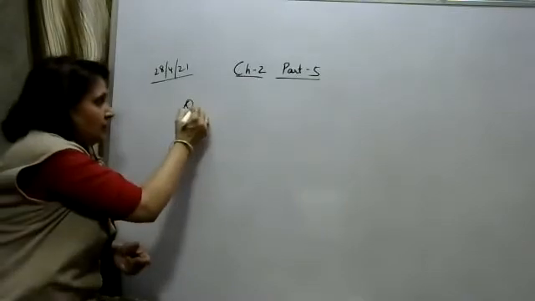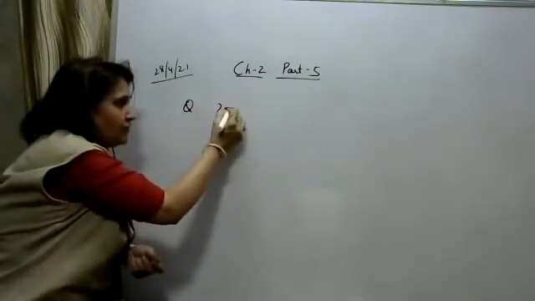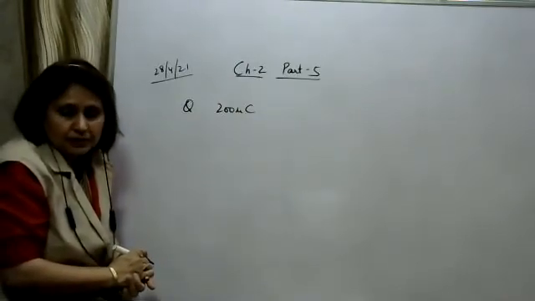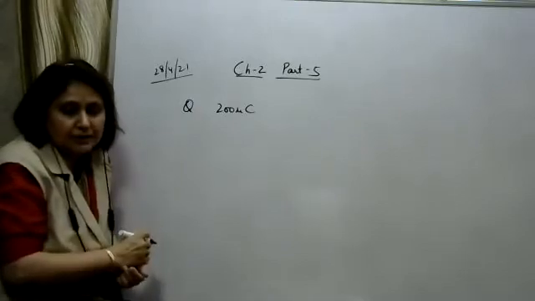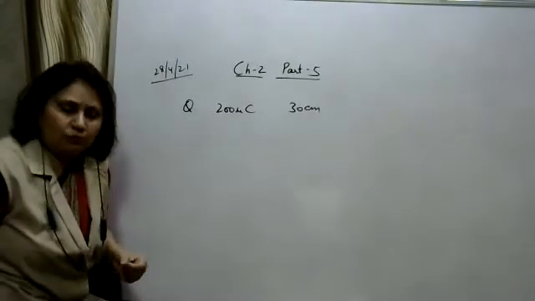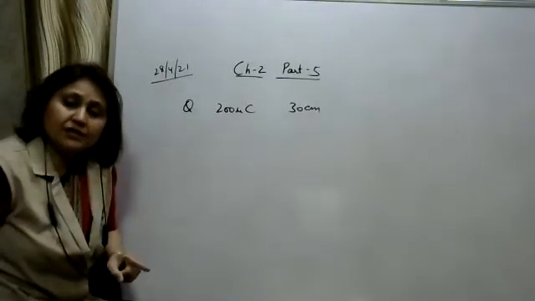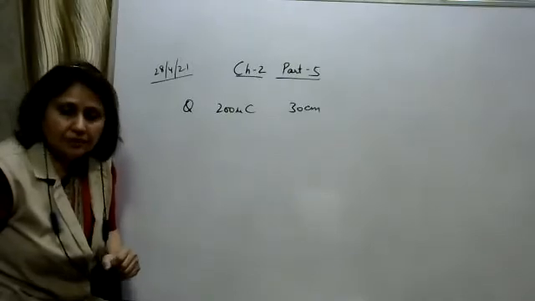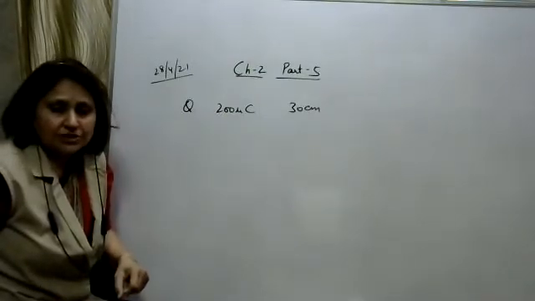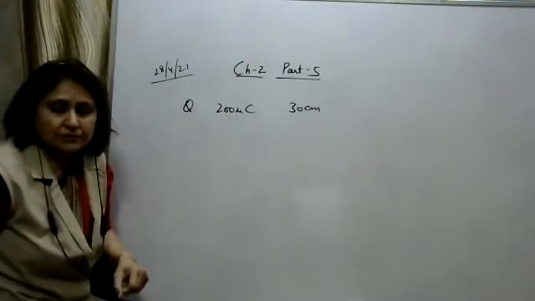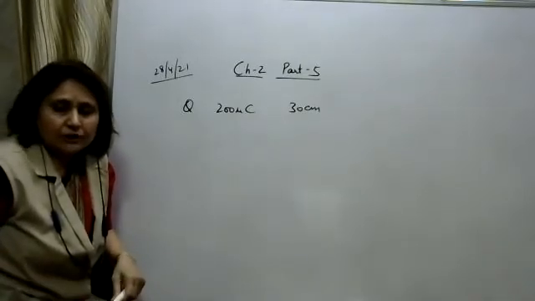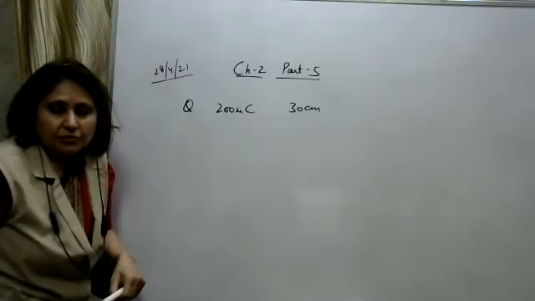First question: a charge of 200 microcoulomb is moved through a distance of 30 centimeters on an equipotential surface. Calculate the work done.